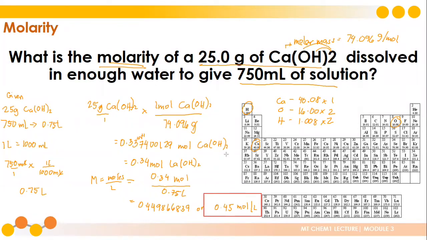Okay, so you have to analyze the problem first. You have to look for what are the given and then you have to follow the units given in the formula. So you have to solve and convert molar mass if needed.